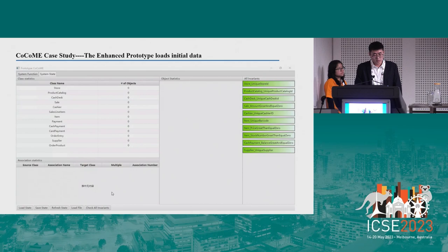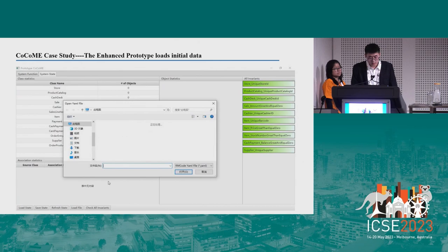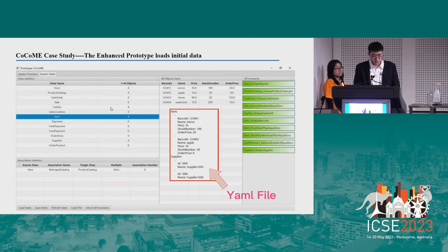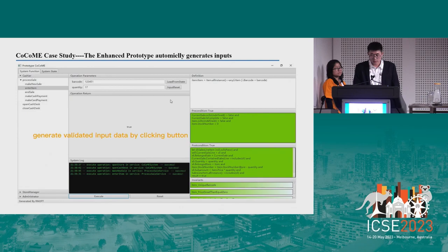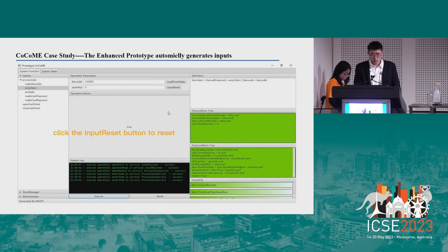You can click the load file button to easily import the initial data from the YAML file. And in this demo, you can click the button to randomly generate input data. If you are not satisfied with it, you can also click the input box and choose other candidates.